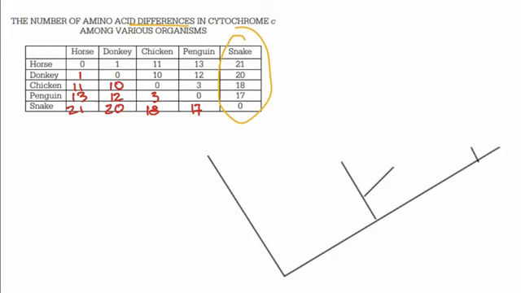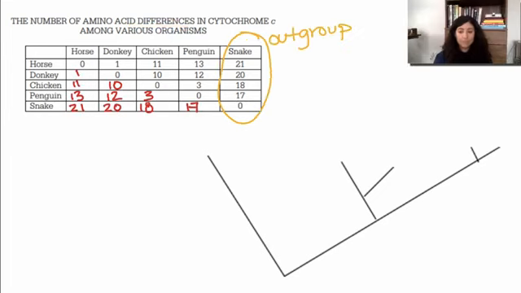We can see all of the numbers for snake are greater than 15, and it's the only species that has differences that are that big across the board. So we know that snake is going to be the outgroup. Since snake is the outgroup, snake is the one that we are going to place first. So we are going to put snake right here.